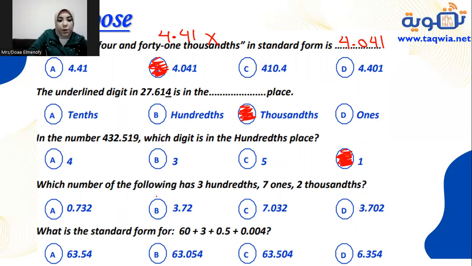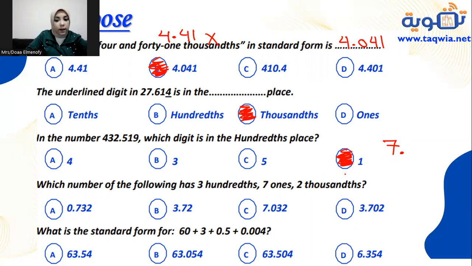Okay, which number of the following has 300s, 7 ones, 2 thousands? So this number is written in unit form and I want to write it in standard form. So here we have 1, so I'm going to write ones, 7 ones. This is for the whole number. Okay, 300s, 2000. So I'm going to here put the decimal point.